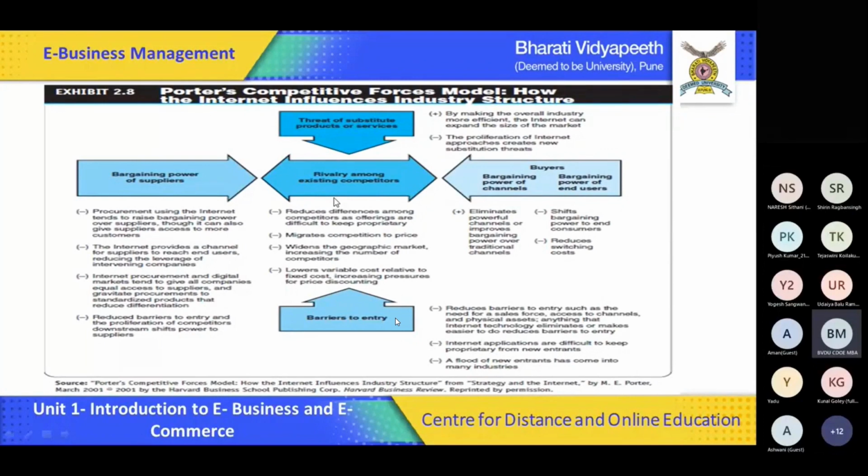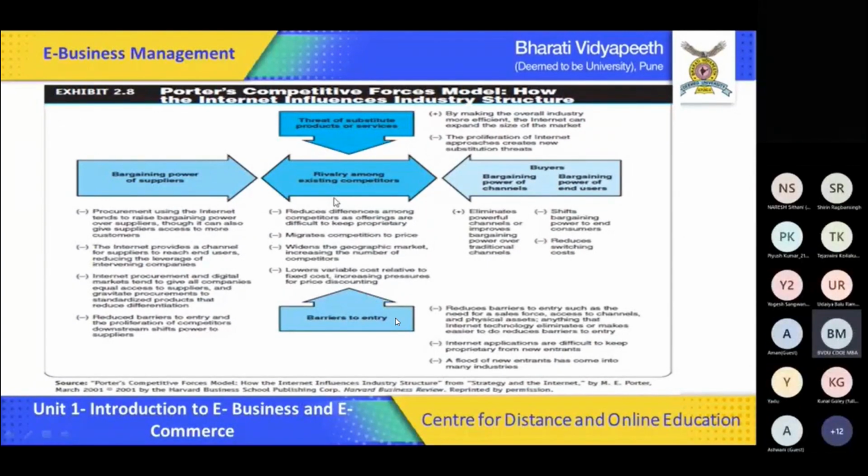This also widens the geographic market and increases the number of competitors. It also lowers the variable cost and fixed cost, and it will also increase the pressures for the pricing or the discounts here. Then let's see about the buyers.